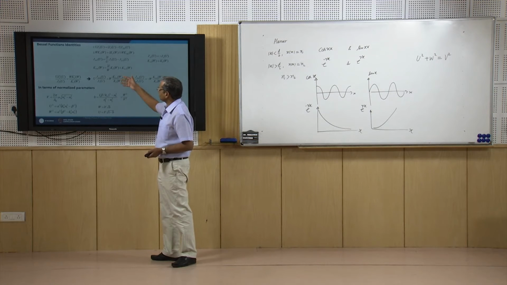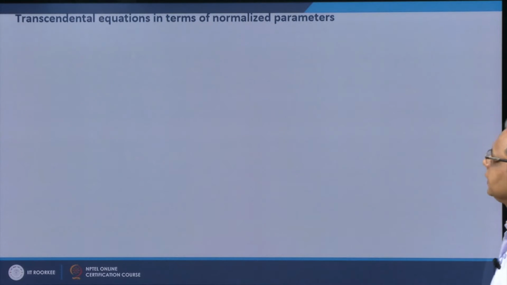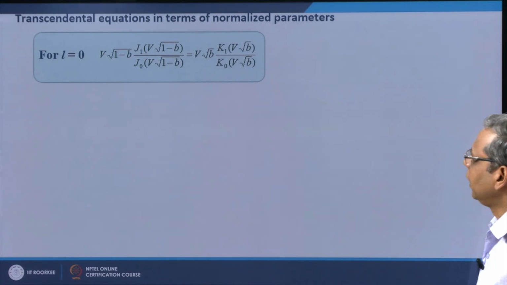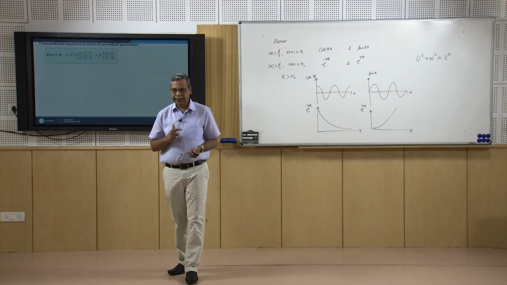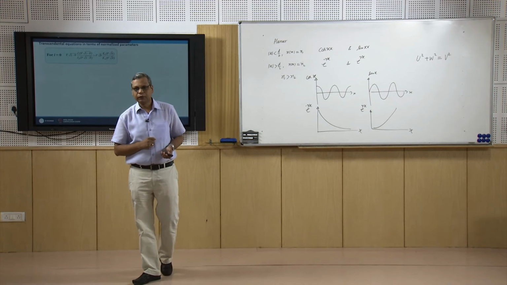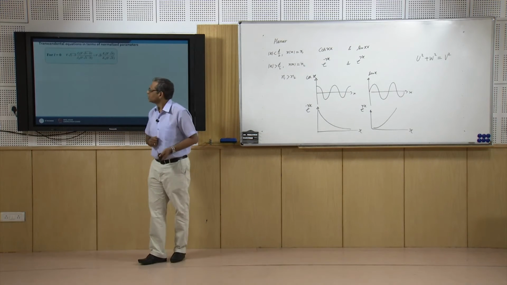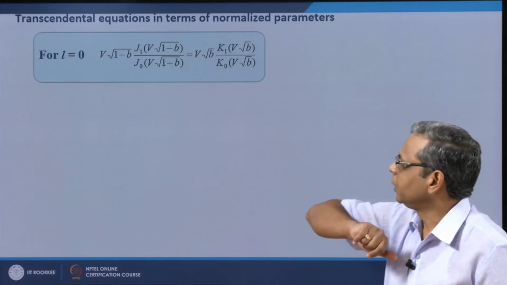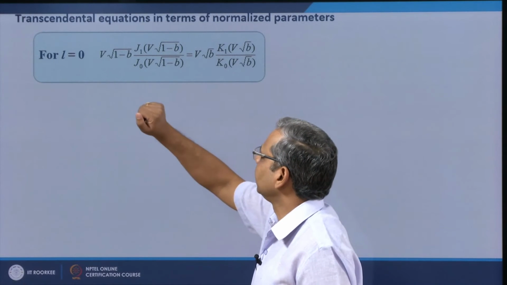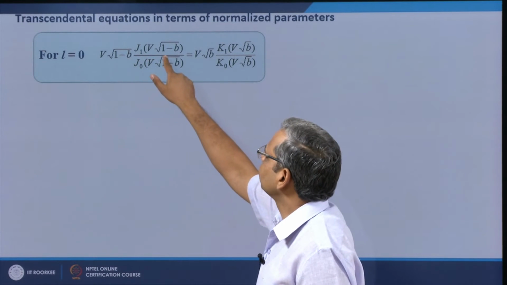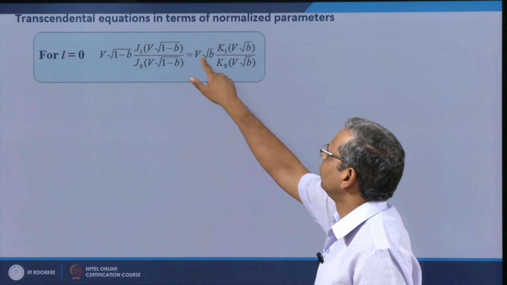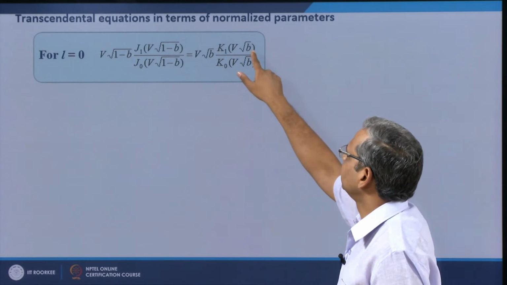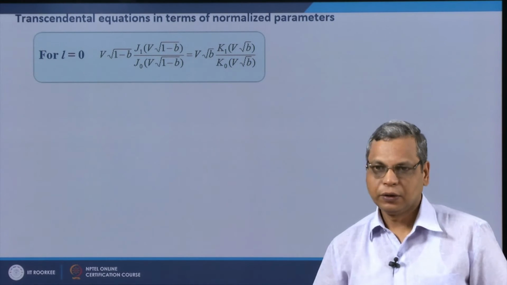So with the help of this I can get the transcendental equation or eigenvalue equation in terms of normalized parameters, and this equation I can put in two categories. One is for L is equal to 0 and one for L greater than or equal to 1. So for L is equal to 0, the equation becomes this: V times square root of 1 minus b J_1(V square root of 1 minus b) divided by J_0(V square root of 1 minus b) is equal to V square root of b K_1(V square root of b) divided by K_0(V square root of b).